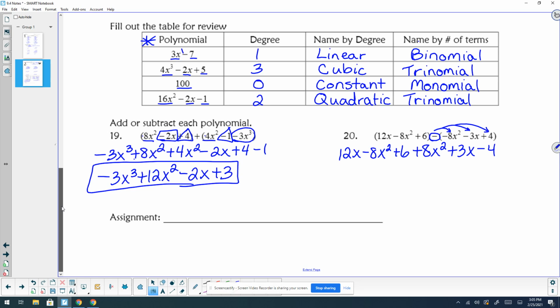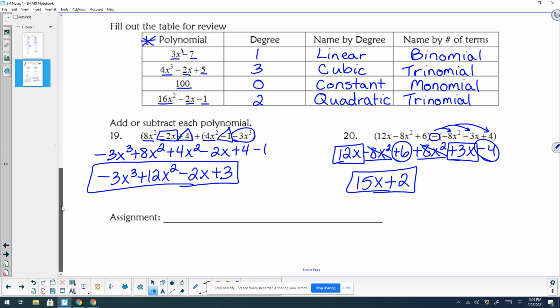So you could, like I did in 19, write them all out in order, or I can just look at them here and realize that negative 8x squared and positive 8x squared will cancel, meaning that I won't have any x squareds left. They just cancel out. Then I have 12x plus 3x, which is 15x. I have positive 6 minus 4, which is positive 2.